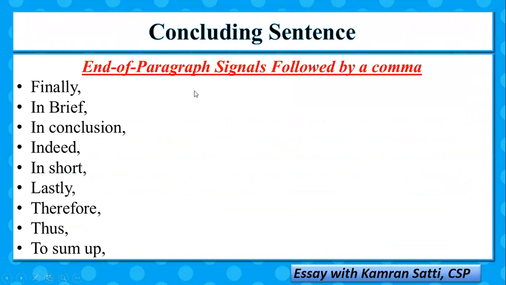So, end of paragraph signals. How do we signal to the examiner that our paragraph is coming to an end? Now, these are the words which are followed by commas. I have seen many write-ups where students make mistakes that they don't put a comma after these words, like in brief, in conclusion, indeed, lastly, therefore. Now, after these end of paragraph signals, you must put a comma.